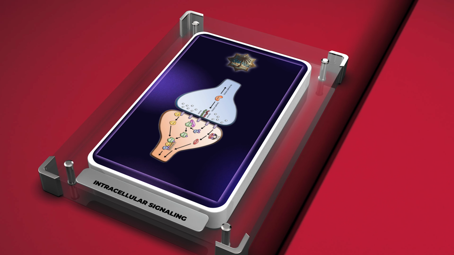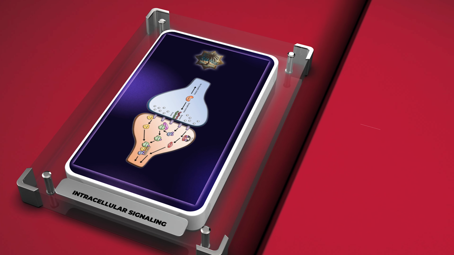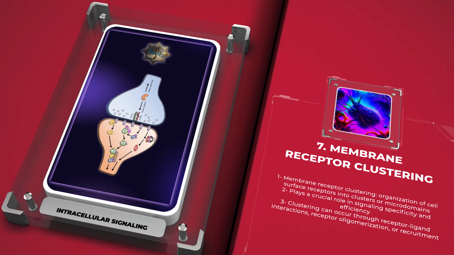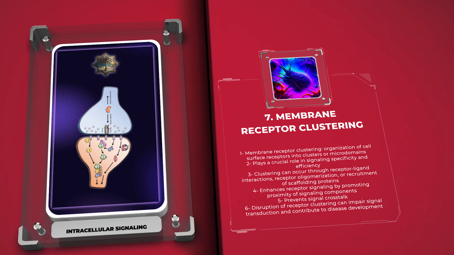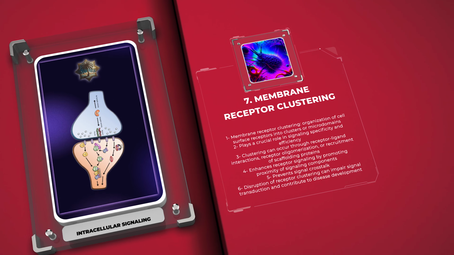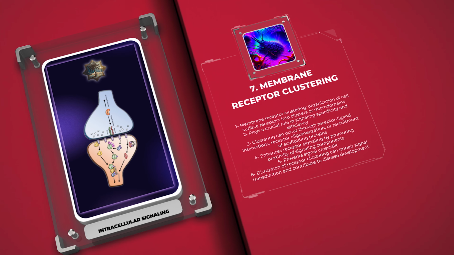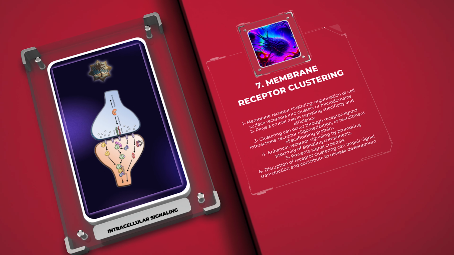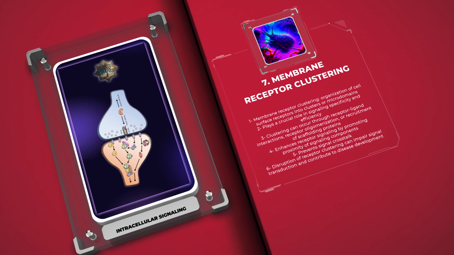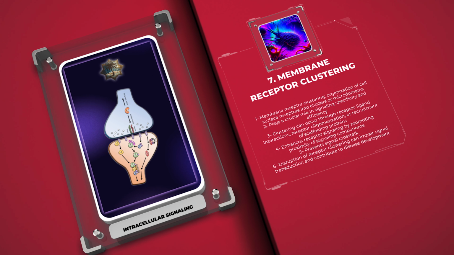Membrane receptor clustering refers to the organization of cell surface receptors into clusters or microdomains, which play a crucial role in signaling specificity and efficiency. Clustering can occur through receptor-ligand interactions, receptor oligomerization, or the recruitment of scaffolding proteins. Clustering enhances receptor signaling by promoting the proximity of signaling components, enhancing signal amplification, and preventing signal crosstalk. For instance, receptor tyrosine kinases, RTKs, form clusters upon ligand binding, leading to the activation of downstream signaling pathways. Disruption of receptor clustering can impair signal transduction and contribute to disease development.